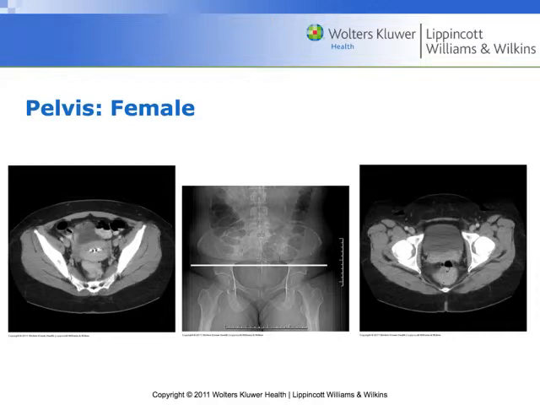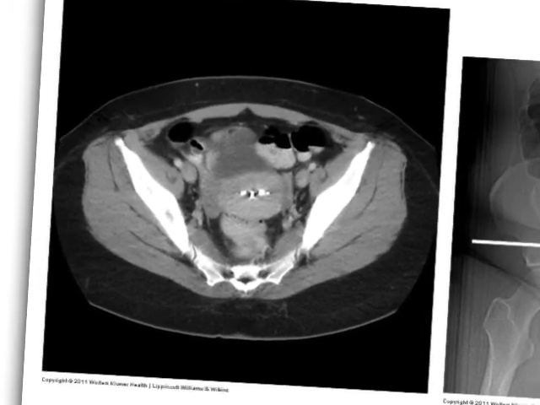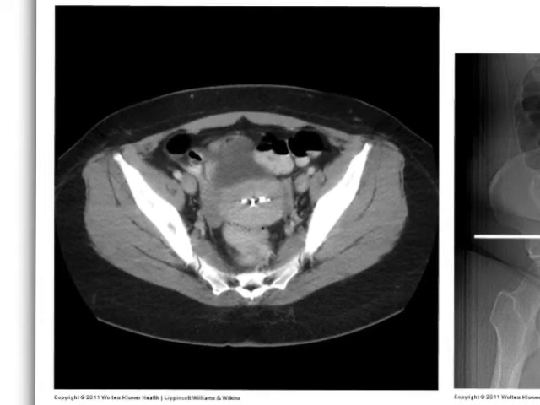Alright, let's look briefly at the female pelvis and we will be finished. So, this right here is the bladder. This air and barium-filled structure here is the sigmoid colon. This is the left external iliac artery. So right next to it we have the left external iliac vein.